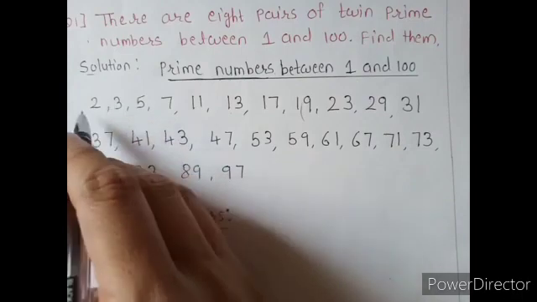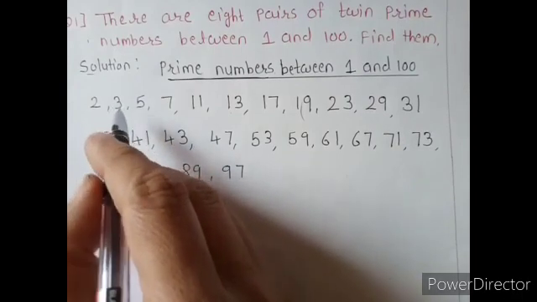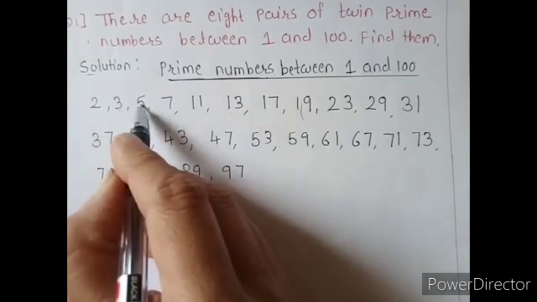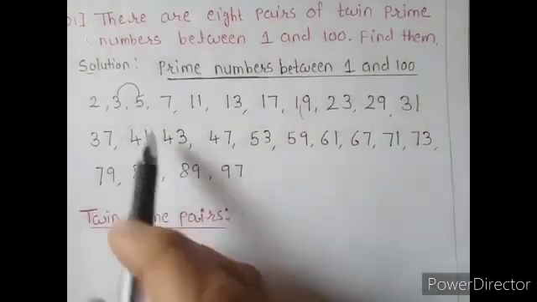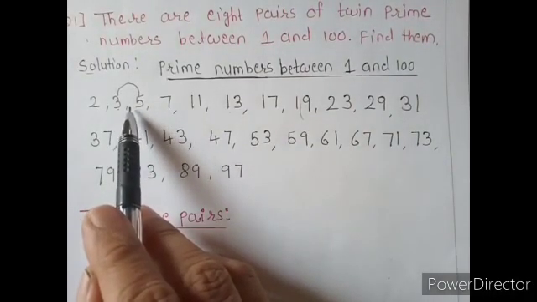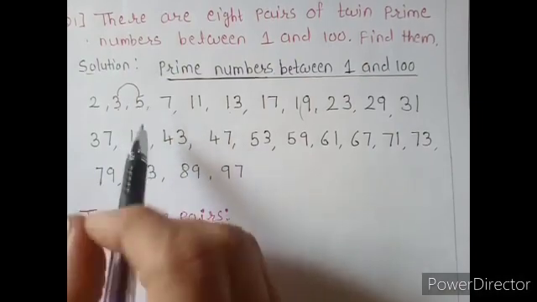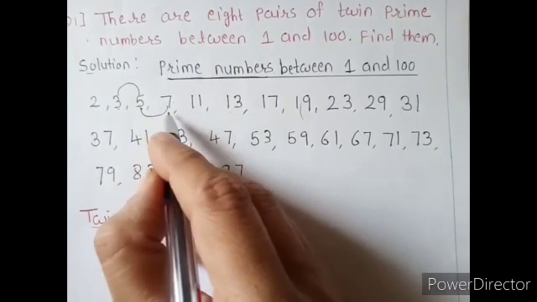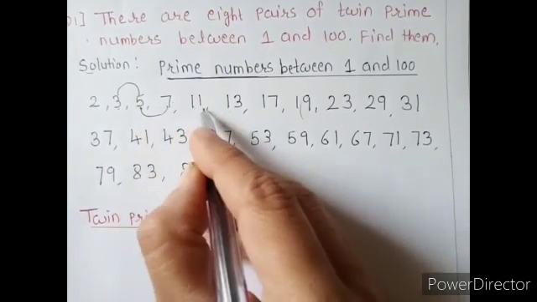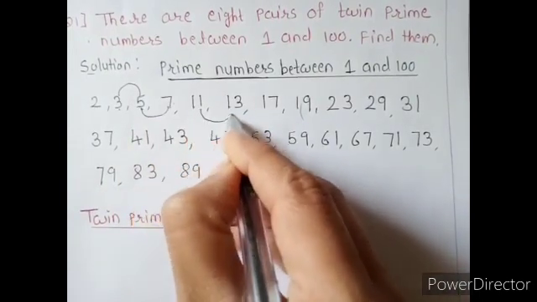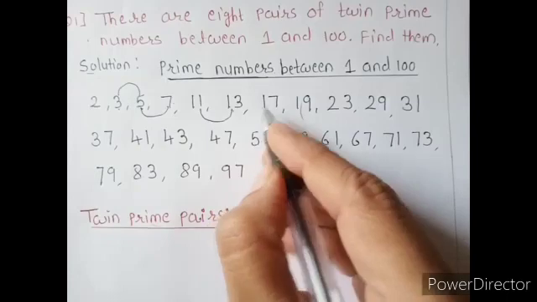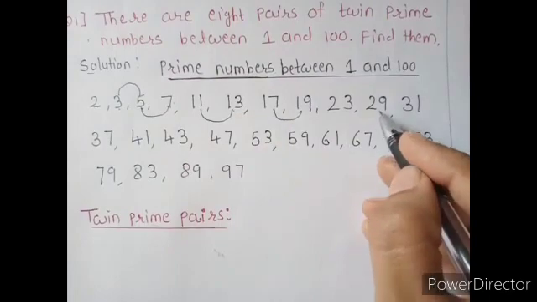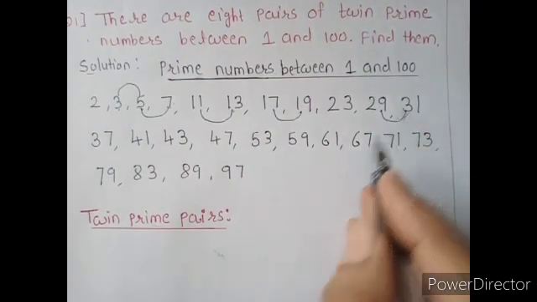Now first pair is 2 and 3. Can we take? No, because there is a difference of 1. So which is the first pair of twin prime numbers? 3 and 5. Because these two prime numbers have a difference of 2. Next pair is 5 and 7. It also has a difference of 2. Third pair is 11 and 13. Then fourth pair is 17 and 19. Fifth pair is 29 and 31.